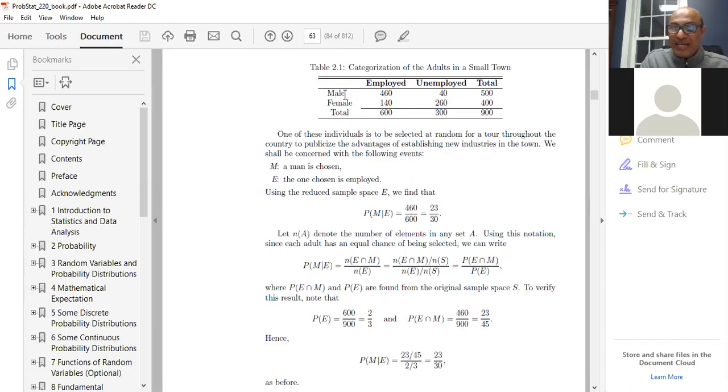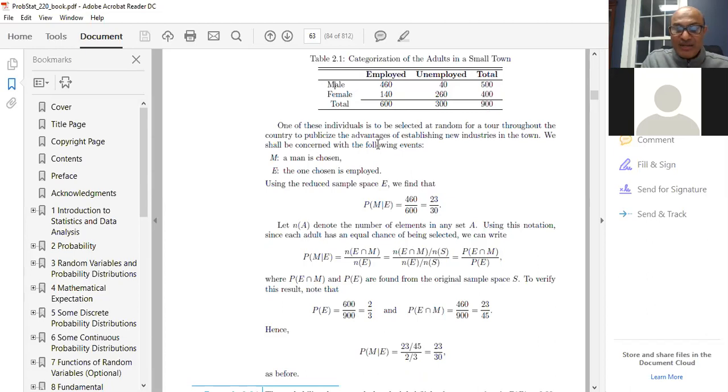Same way, suppose I said M and unemployed. So I can say M given E unemployed, which I would write as E dash. Same way you can find the probability of a female who is unemployed, given that she is unemployed. So once you have a tabular form, you can come to know lots of information based on this tabular form. So that's what we mean by conditional probability.